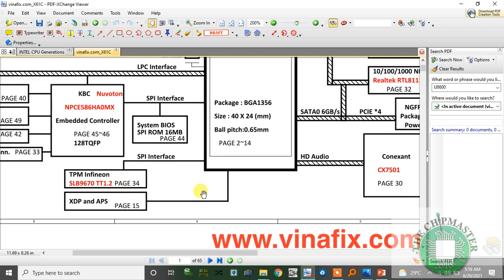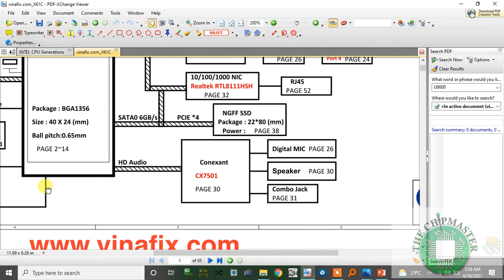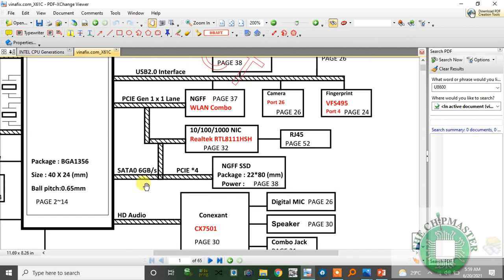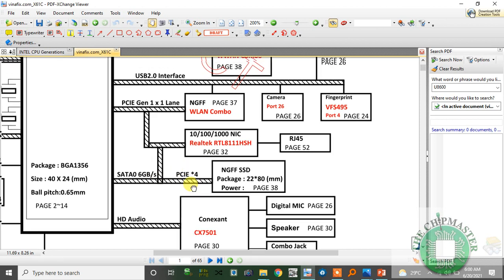XPD, XPS is for a form of an expansion. We have audio, which is a connection, which is the drivers, which is the codec, and it is controlling the digital microphone, the speaker, and the combo jack, which has headphone and earphone, which is one jack that does two functions. Alright, we also have here NGFF, which is for connecting a solid state drive, SATA PCI Express 4-bit bus.